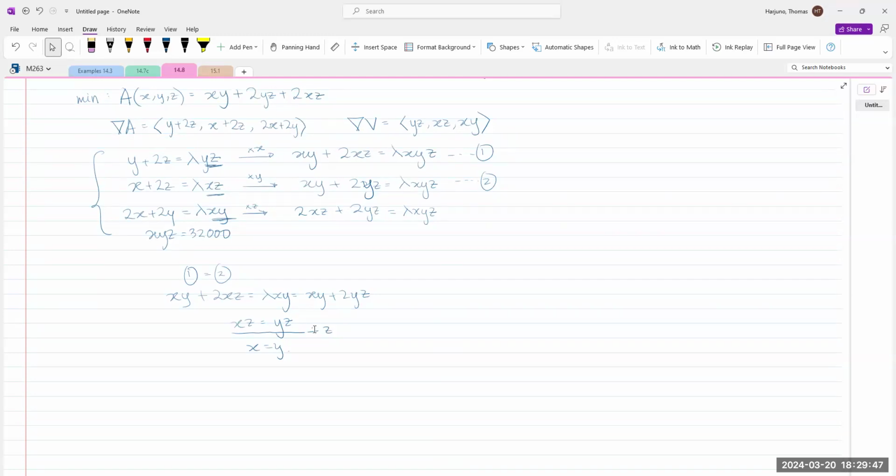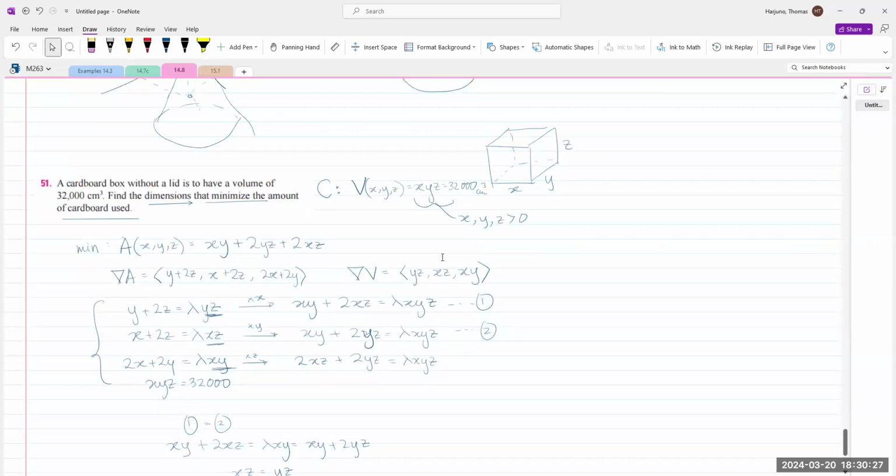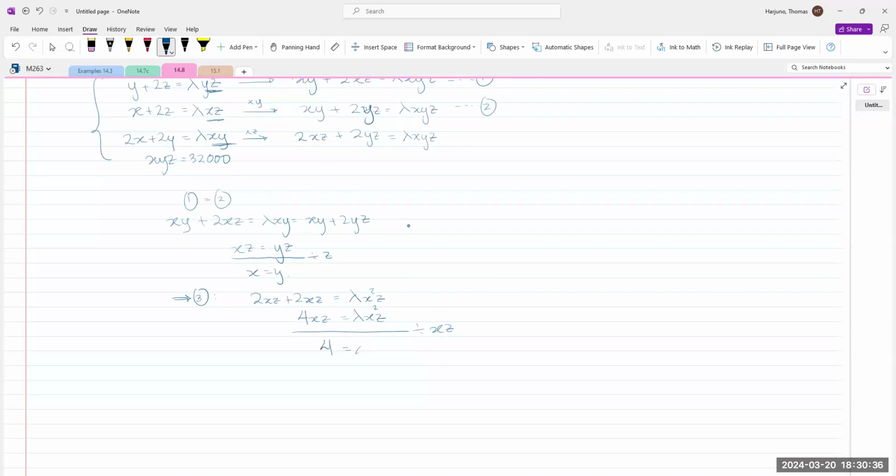Now what else can we do? If x equals y, then I plug that into equation 3, and I get 2xz plus 2xz equals lambda x squared z. So 4xz equals lambda x squared z. Dividing by xz, remember, you need to first say explicitly ahead of time that x and z cannot be 0 from this restriction. So 4 equals lambda x. In other words, x equals 4 over lambda, and because x equals y, y is also 4 over lambda.